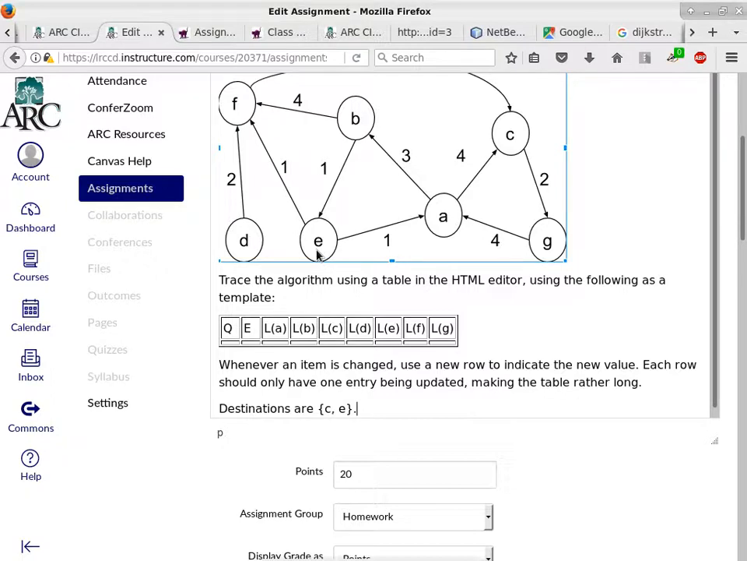So basically, I'm designating C, this guy here, and E, which is this guy here, as destinations. I want to find out, what are the shortest paths from every vertex to at least one of the destinations. Including the destination vertices? Including the destination vertices.